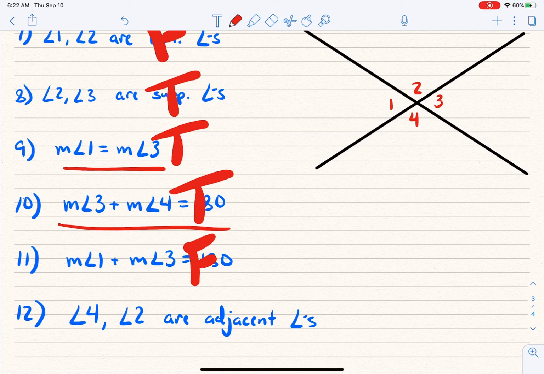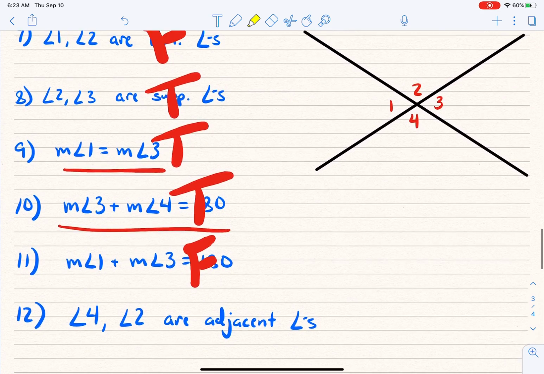False. Now, it's possible that the two of them add up to be 180 because this angle right here could be a 90-degree angle. This one could be a 90. A 90 plus 90 would give me 180. But there's nothing that I know for certain, and they don't even look like 90-degree angles. So I can't be certain about that at all.